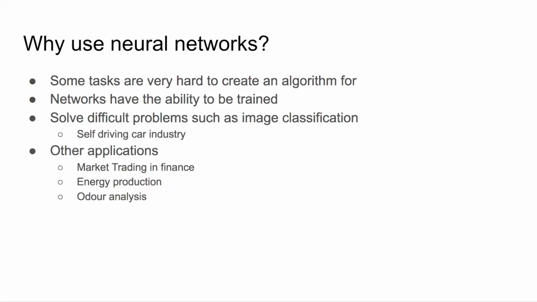What makes neural networks useful is the fact that, like real brains, they can 1. Be trained, and 2. Solve difficult problems which are hard to program an algorithm for. Some applications of neural networks include the self-driving car industry, as well as market trading and finance.